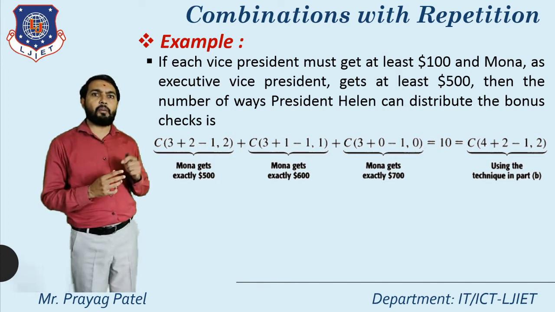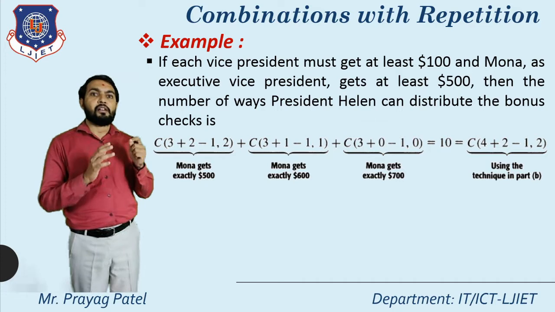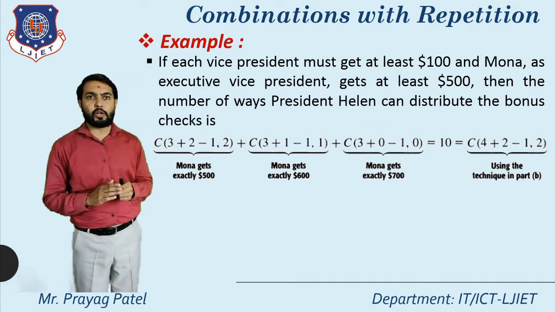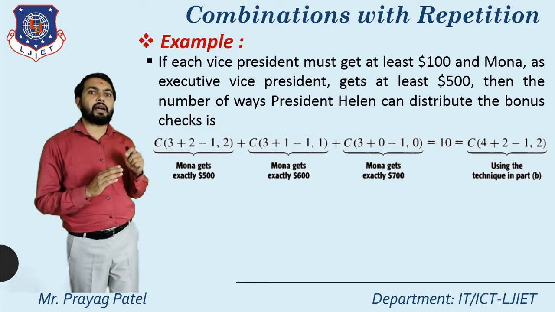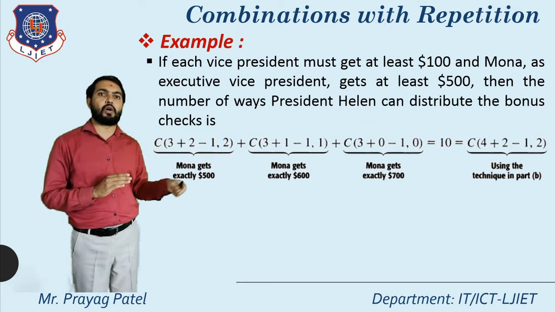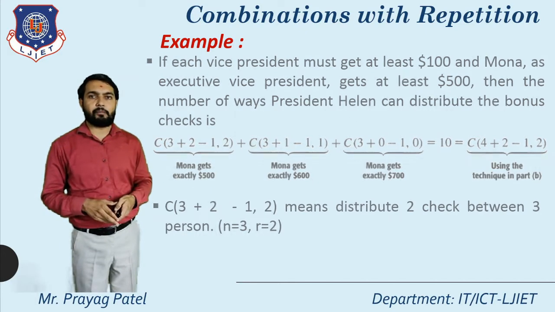Now these 2 checks will be distributed to each and every person. That means we can consider all the 4 members. So n equal to 4 including Mona, and 2 checks are available. So 4 plus 2 minus 1 is equal to 2. So this is the solution for this problem.